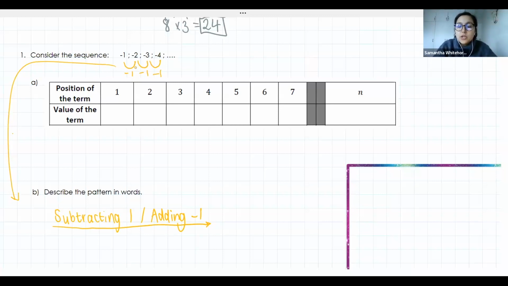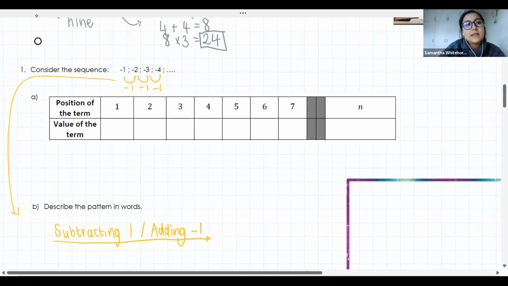So even if the first question doesn't ask you to describe your pattern in words, start there. Know what your pattern is. Start with what your pattern is, and then you can start answering the questions.